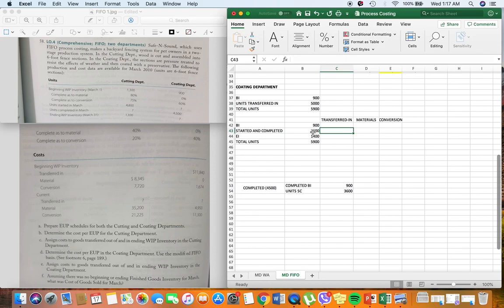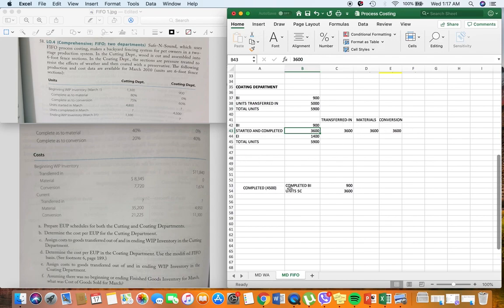Before we think about the beginning and ending inventory, we start first with the units started and completed, di ba? So automatic na 'yan. The work done on the units started and completed this month is always 100%. So unahin niyo na agad 'yon, kasi automatic naman na siya, so hindi niyo na kailangang isipin. So we have 3,600 times 100%, 3,600 for everything.